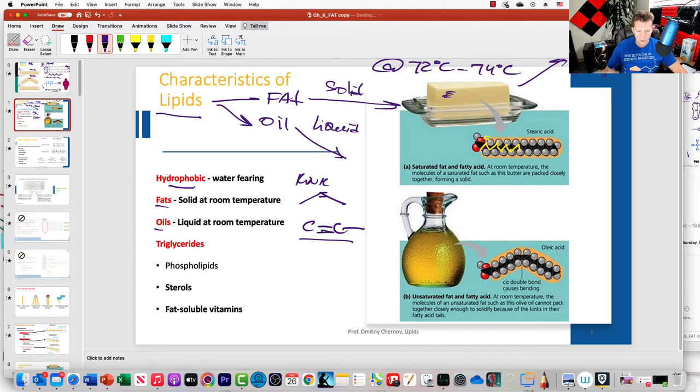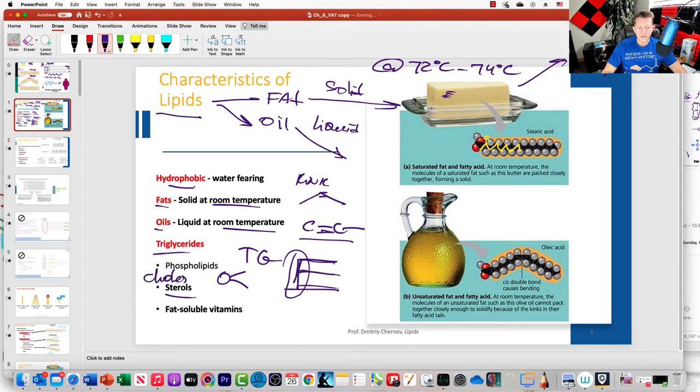We'll look at this as well today. At room temperature. So triglycerides. Why triglycerides? Because it's easier for fats to stay in these arrangements, right? Fatty acids, and this glycerol molecule that holds them. So there are triglycerides, there are also phospholipids that are diglycerides, they have two fatty acids. Then there are sterols, like cholesterol molecules, a little bit different chemical arrangement.